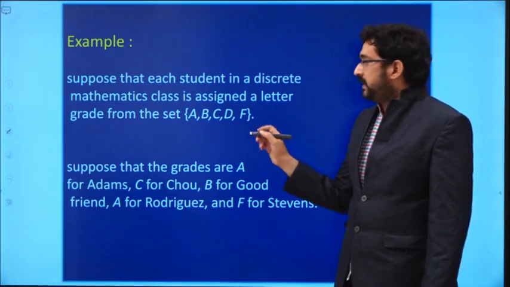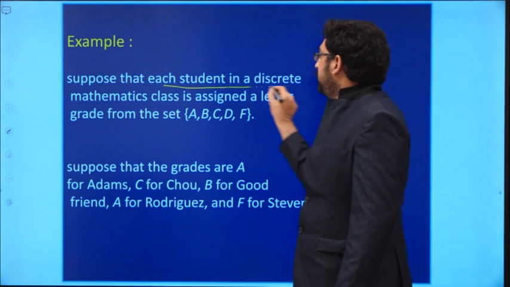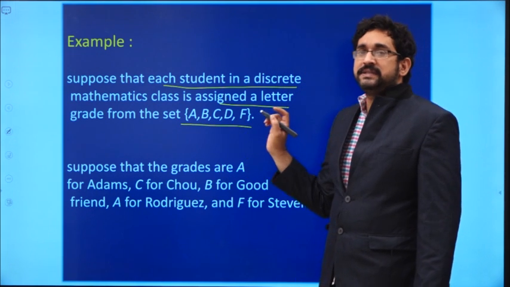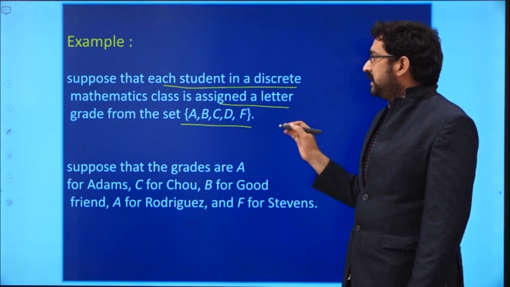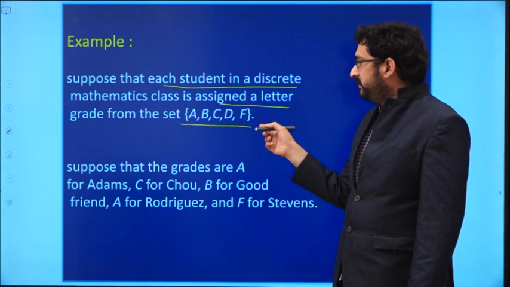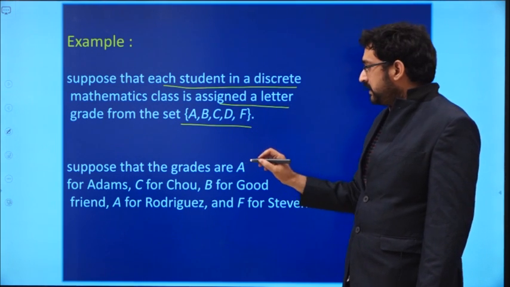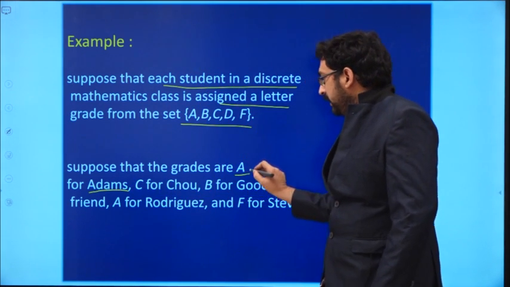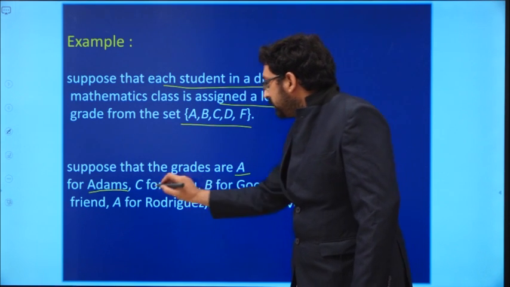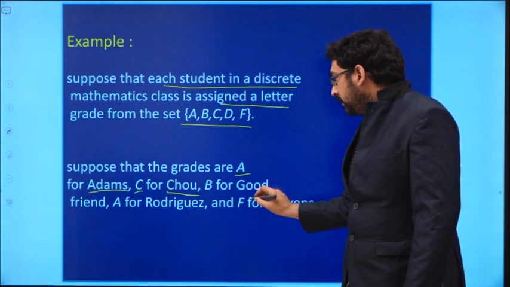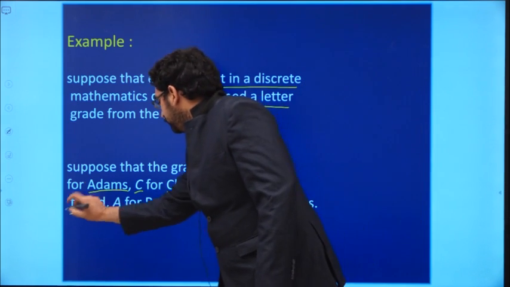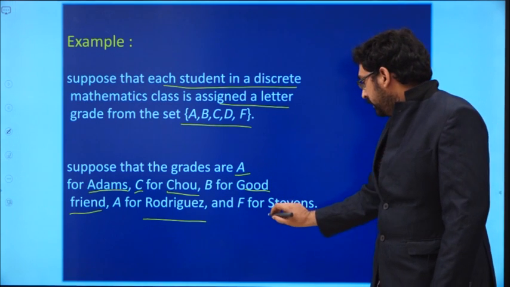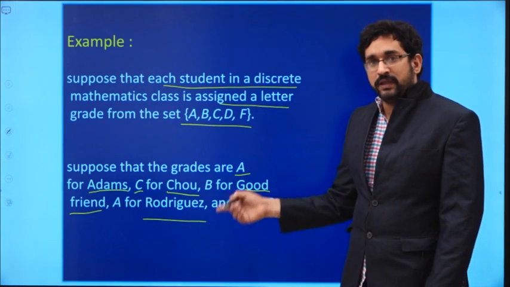Here one example is given. Suppose every student in a DMS class is to be assigned a grade from the set A, B, C, D, E, F. Here the domain contains the students in the class. The codomain will be A, B, C, D, F. Here some students are given grades. Adams is given grade A. Chow is assigned grade C. Goodfriend is assigned grade B. Rodrigue is assigned A. And Stevens is assigned F.